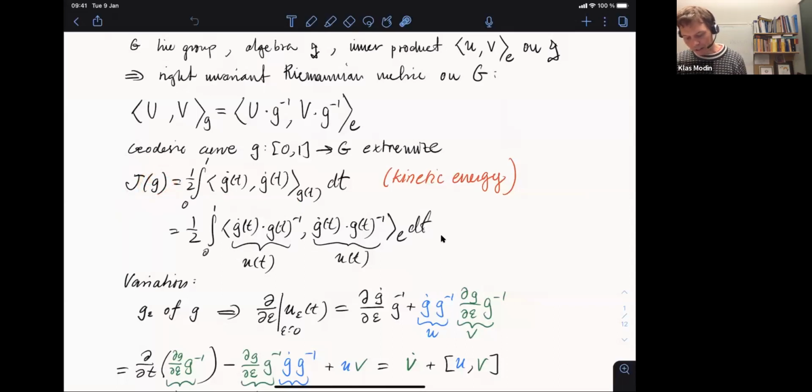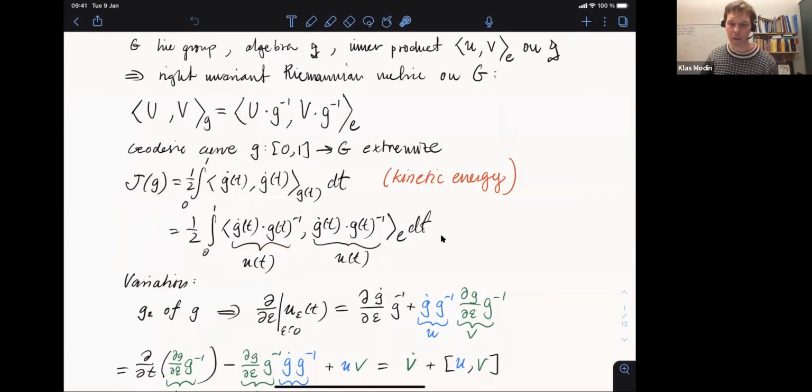Because of the right invariance, I can write this functional in terms of the generator, the curve of algebra elements generating the path. I'm just using the right invariance of the metric, and then I write it in U. And then of course, how do you extremize this?